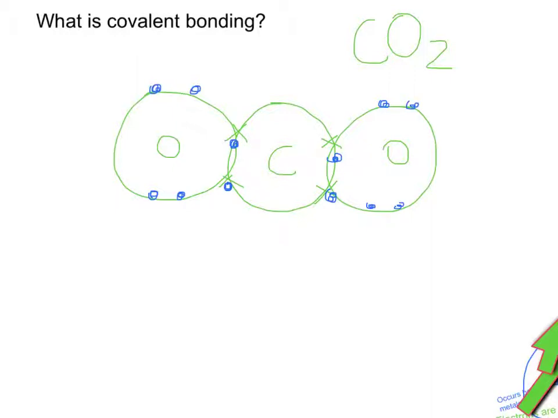Now if you wanted to represent this as a stick model, a structural formula, it would look like this. Carbon, with a double covalent bond attached to the oxygen, and a double covalent bond attached to the other oxygen. So this here represents a double covalent bond.